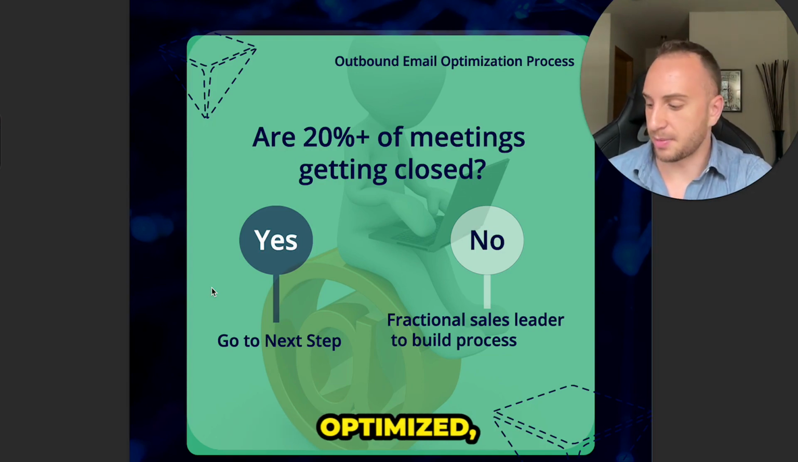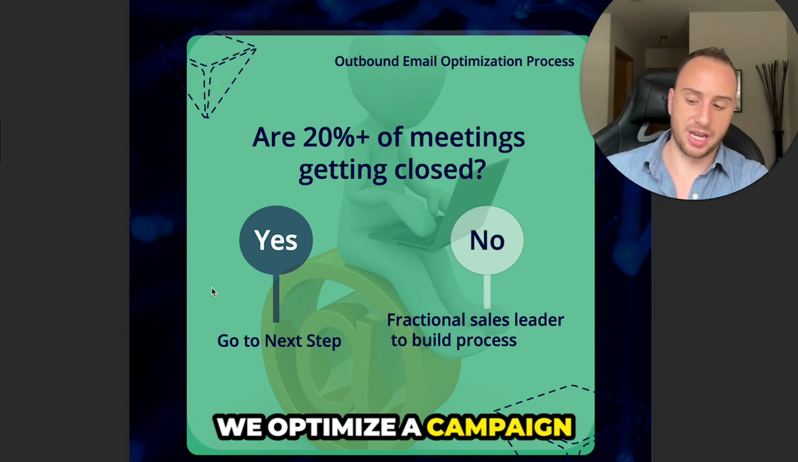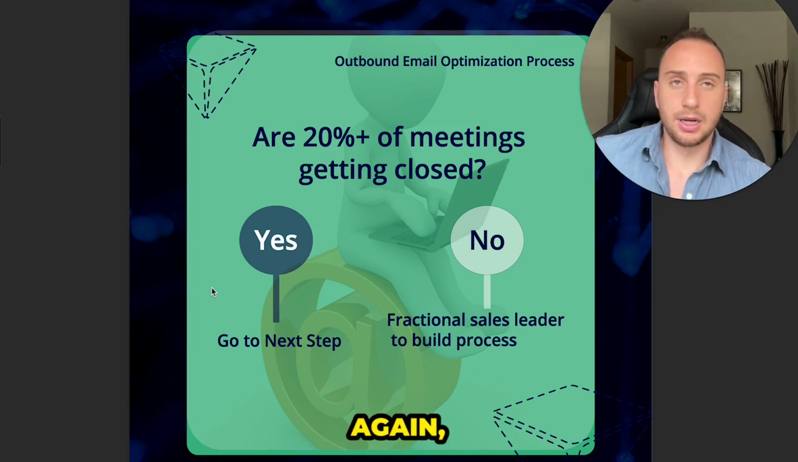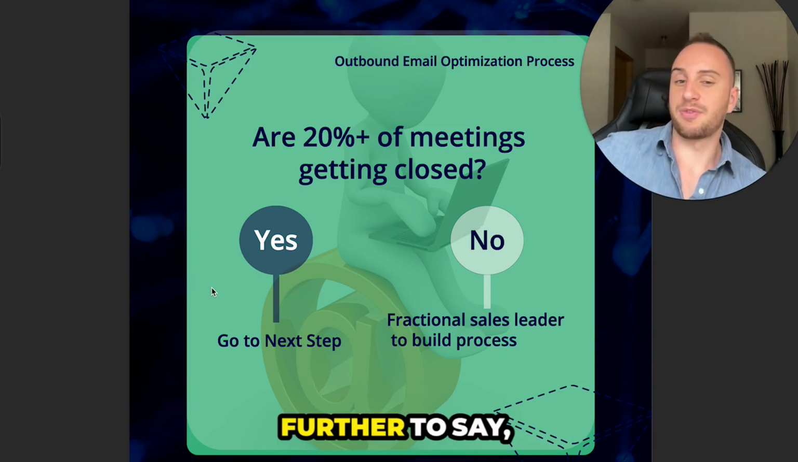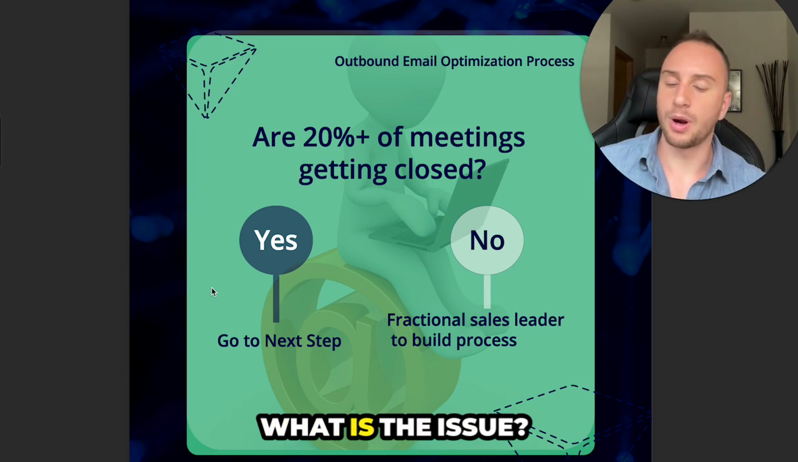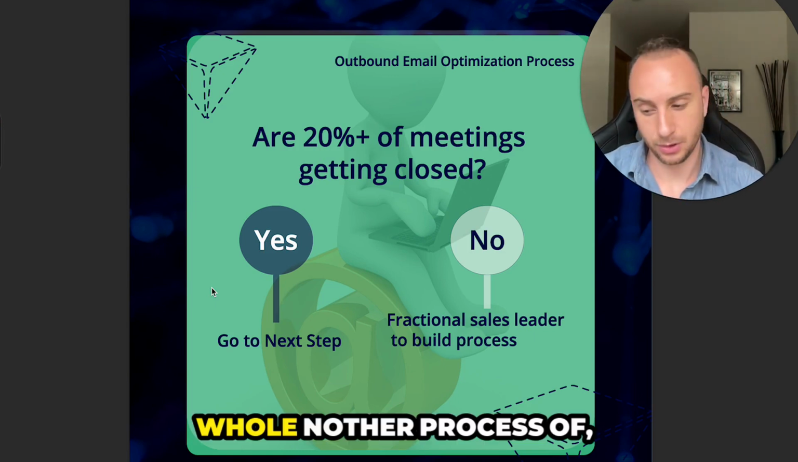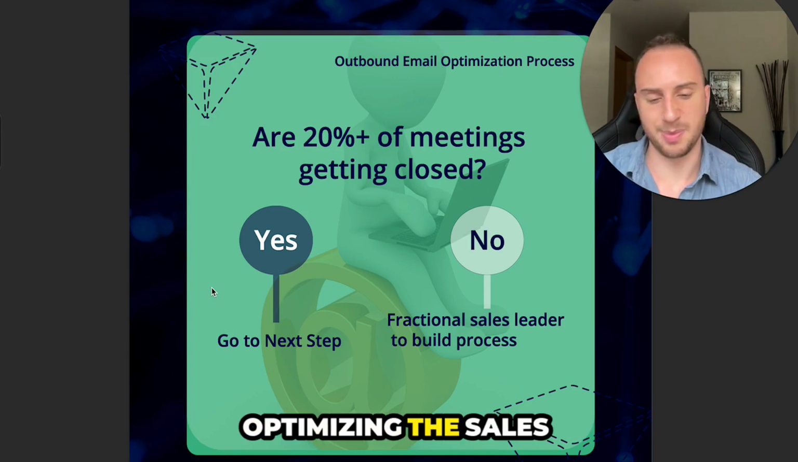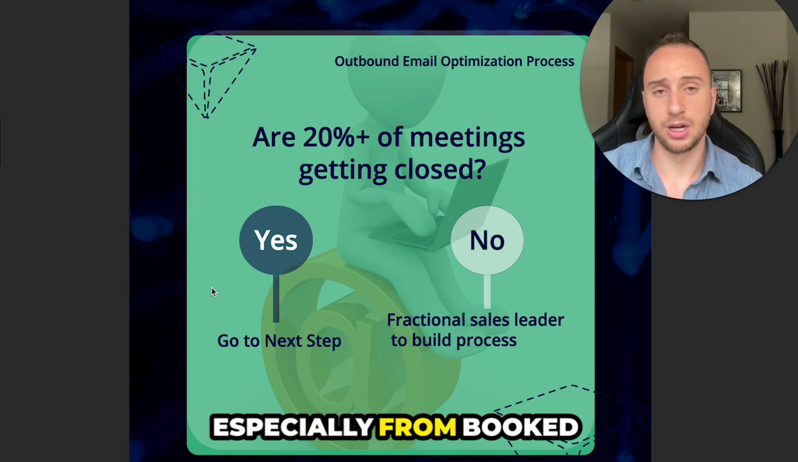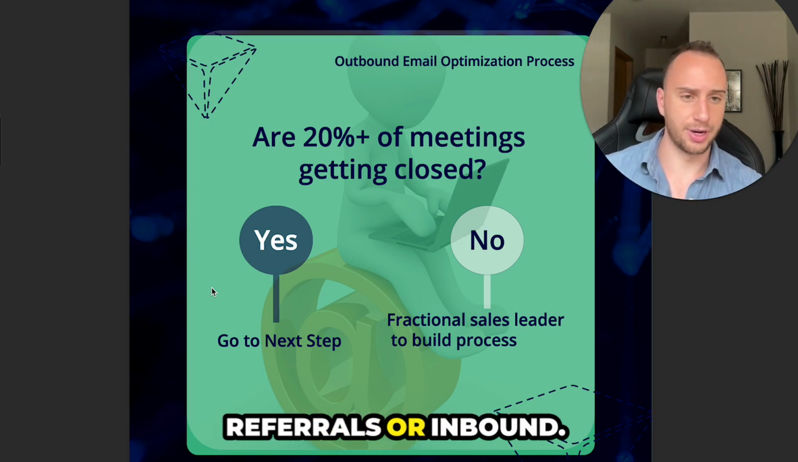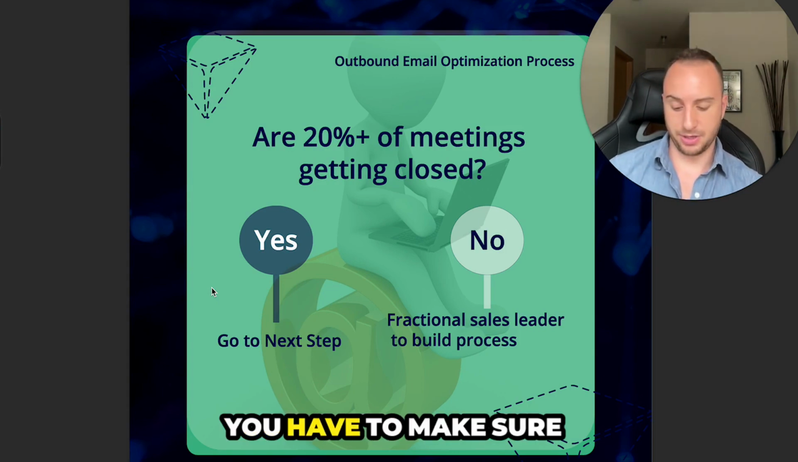This has to be optimized too, because it's great that we optimized a campaign to book a bunch of meetings, but we have to take a step further. Again, this is another feedback loop. We have to ask, are they closing? If not, what is the issue? And that's a whole other process of optimizing the sales process as well, especially for booked meetings coming in from outbound rather than referrals or inbound. So you have to make sure that they're closing.